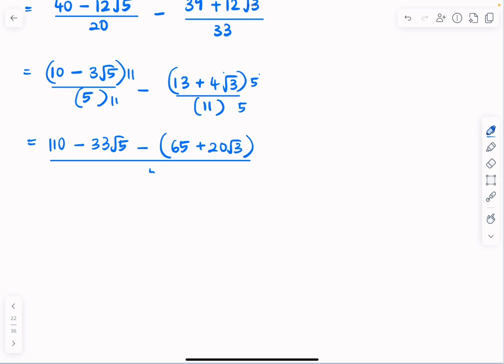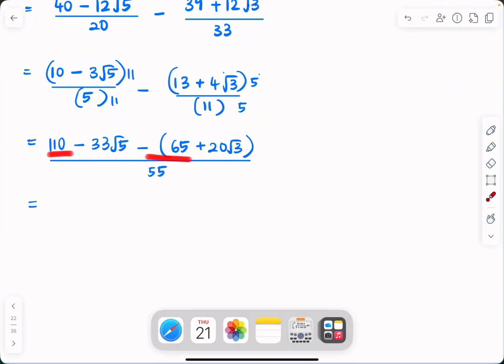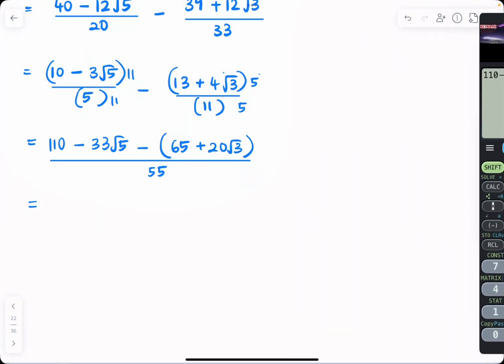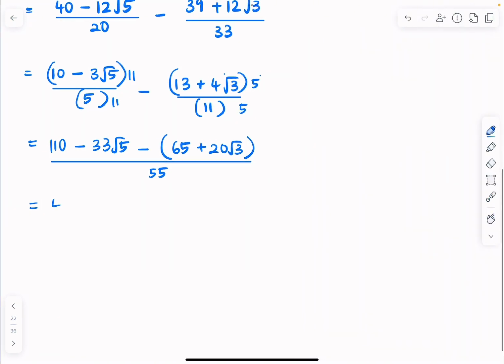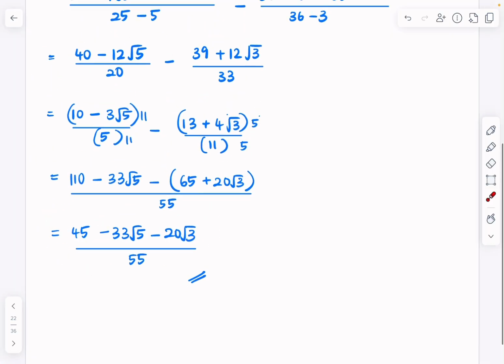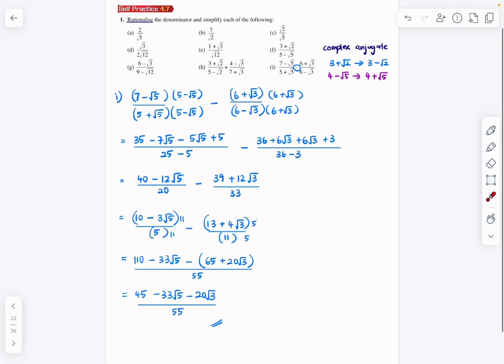Whole thing will be over 55. Now 110 minus 65 is 45. So we can say 45 minus 33√5 minus 20√3. Whole thing over 55. Done. This will be if we express it in one single fraction. That's all.